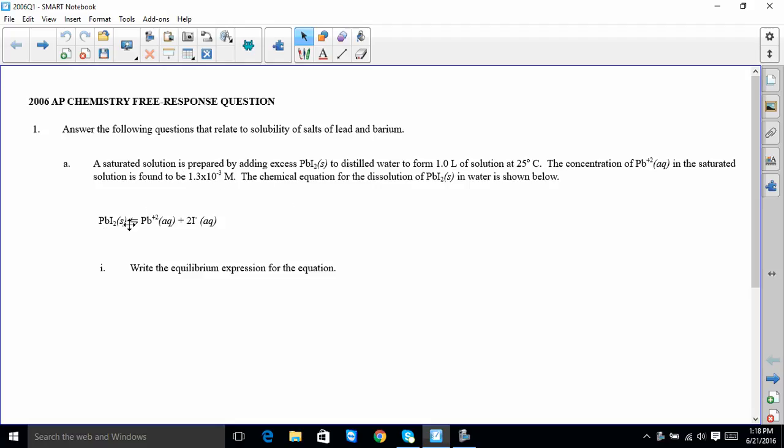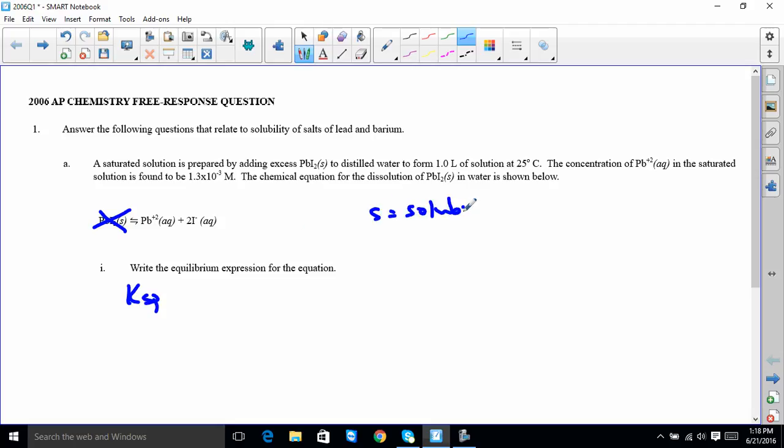And then, because of the 2 here, lead iodide dissociates into lead 2+ and iodide. Write the equilibrium expression. Remember the key idea here, and this is the thing that gets students all the time: liquids and pure solids do not enter into the equilibrium expression. So Ksp, the S stands for solubility and the P stands for product. And I love that it's product, because remember, it's right over left, but there's nothing on the left.